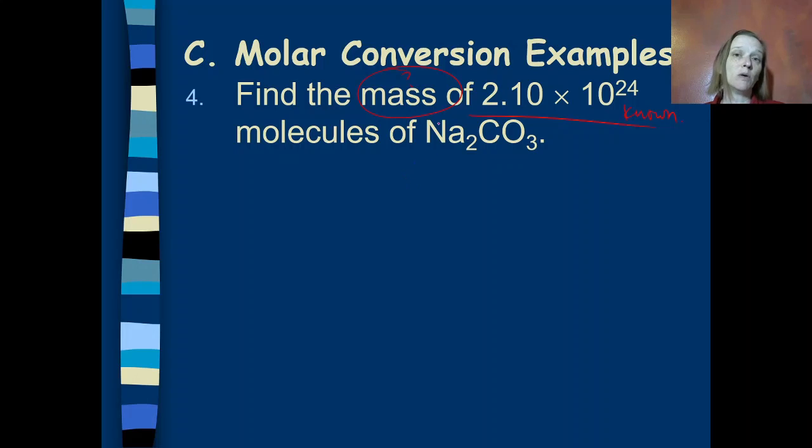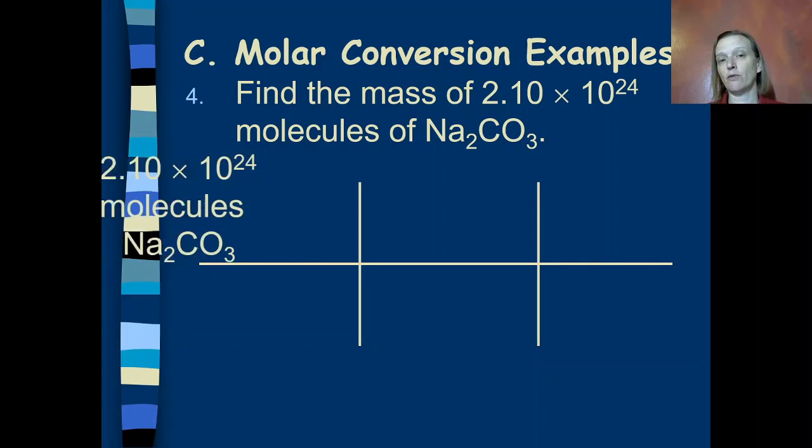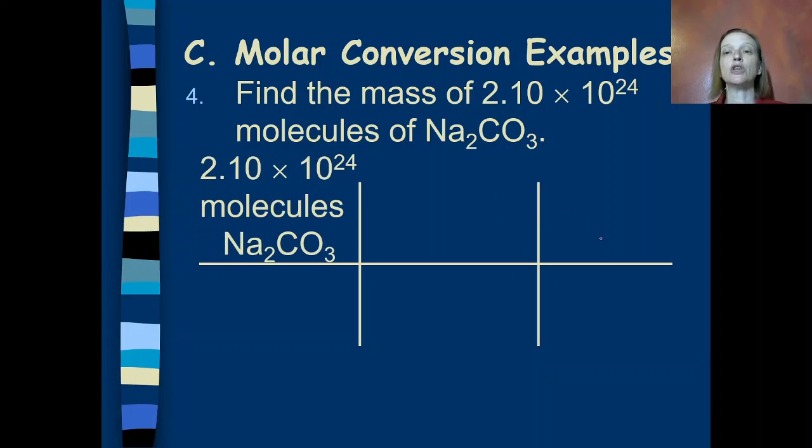If you don't see moles as either your known or your unknown, you know that this is going to take multiple steps. I'm going to have to convert from mass to moles and then from moles to molecules. So let's look at how we do that. We write the known first, and I'm leaving space for 2 conversion factors because I'm going to have to go from molecules to moles and then from moles to mass. My final answer will be a mass, so I'm writing down grams of sodium carbonate.